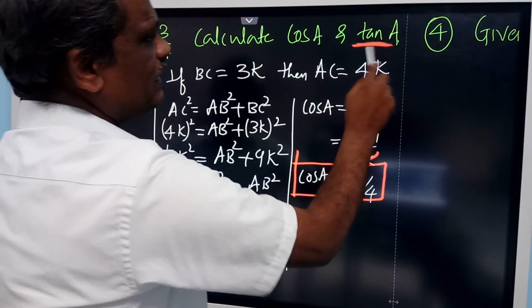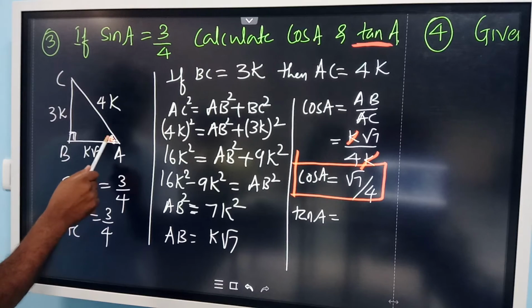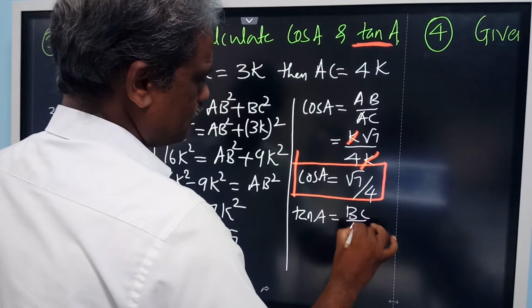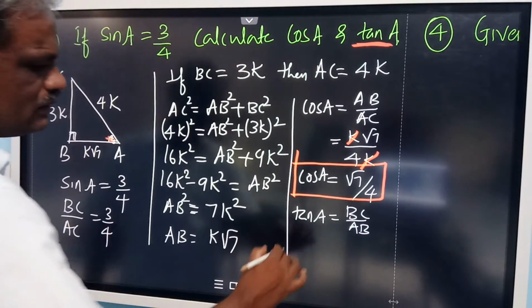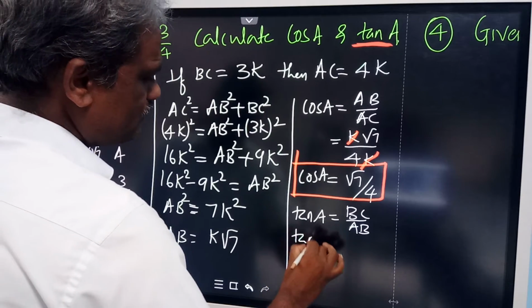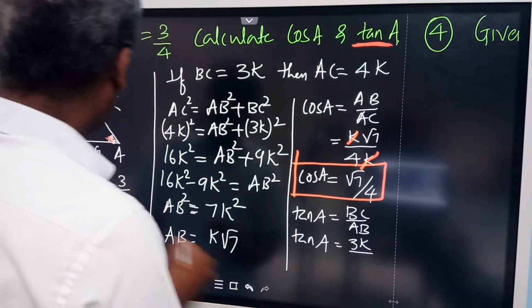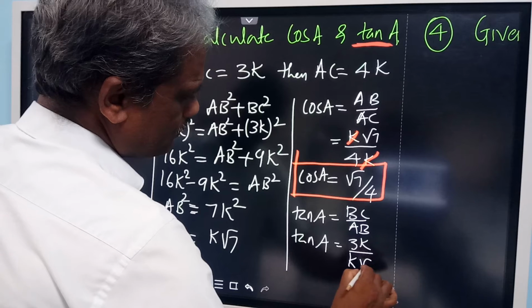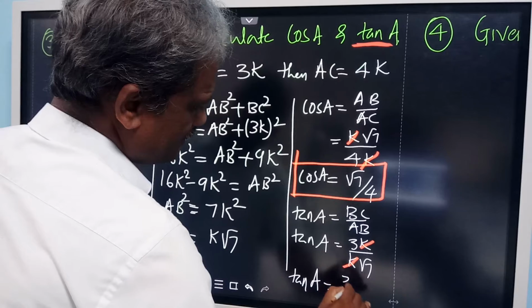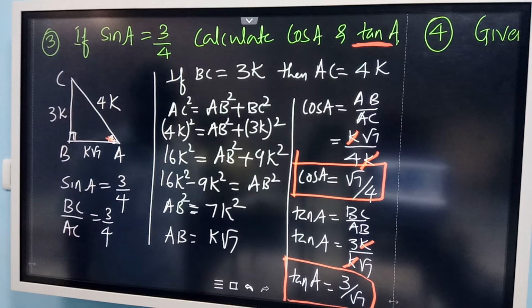Similarly, the second one, tan A, you have to calculate. Tan A, it is opposite side with reference to this angle, opposite by adjacent side. So BC by AB. So tan A is equal to, what is BC here? 3K. AB is K root 7. So you can cancel K and K. Tan A is 3 by root 7. So this is the value of tan A.